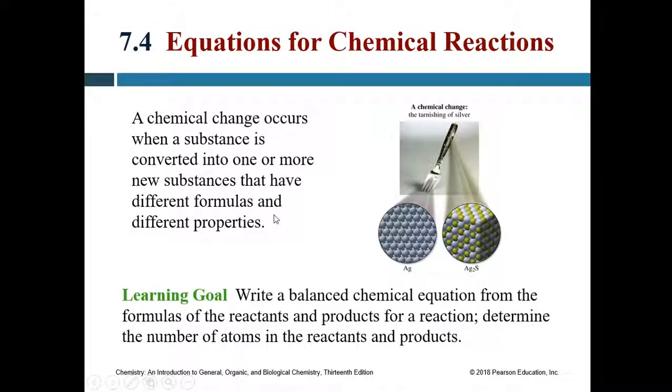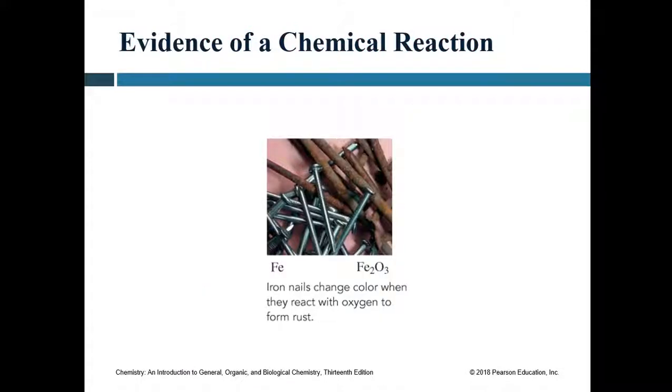7.4 Equations for Chemical Reactions. A chemical change occurs when a substance is converted into one or more new substances that have different formulas and different properties. In this section, our learning goal is to write a balanced chemical equation from the formulas of reactants and products for a reaction, and then determine the amount of atoms in the reactants and products. That way we know that we've balanced it.